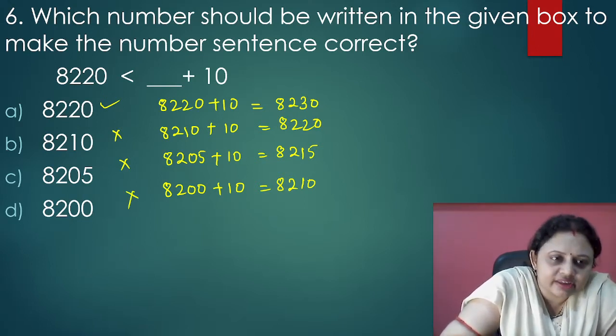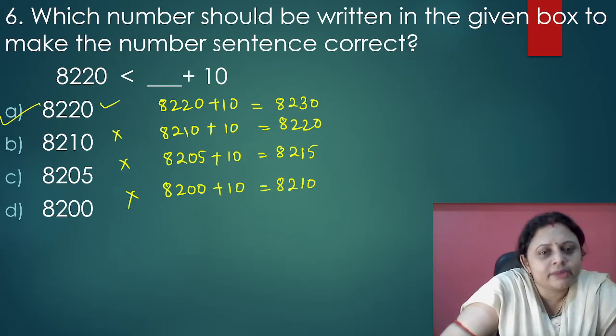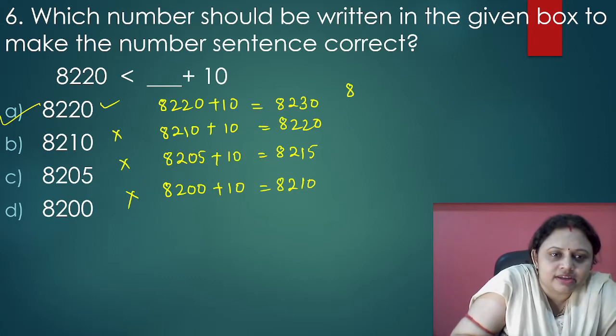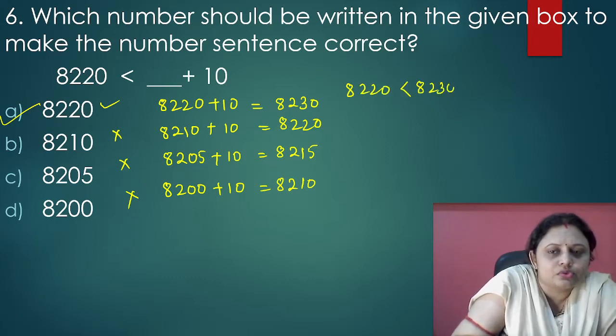That is option A, 8220, because when we add 10 with it, it becomes 8230. So 8220 is less than 8230. Let me write here, 8220 is less than 8230.